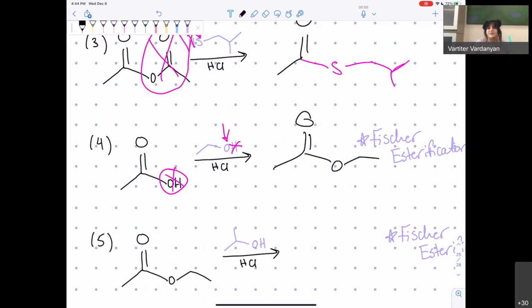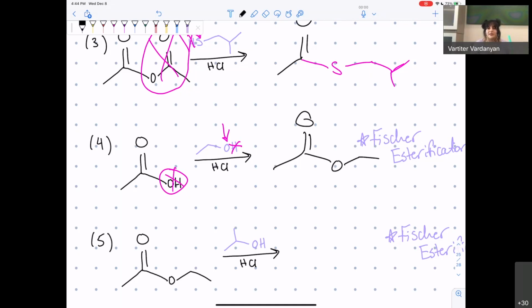So we went from an OH to an ester. Therefore, this is a Fischer esterification. And then someone had a really good question: if you go from a thioester to a thioester, is that considered a transesterification? I'm going to say no. I don't believe so. I'm not 200% sure. But for this class, it's not the same.